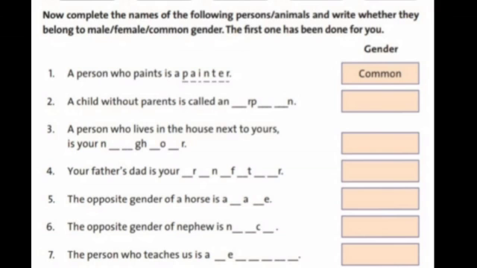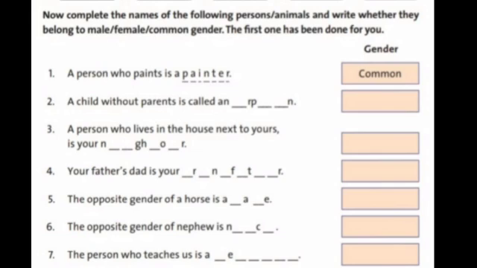This is the next exercise of worksheet number 3. Students, here you have to complete the names of the following persons, animals, and write whether they belong to male, female, common gender. The first one has been done for you. Students, here you have to complete these words. For example, a person who paints is a painter. So, painter is common gender because painter can also be male and female.